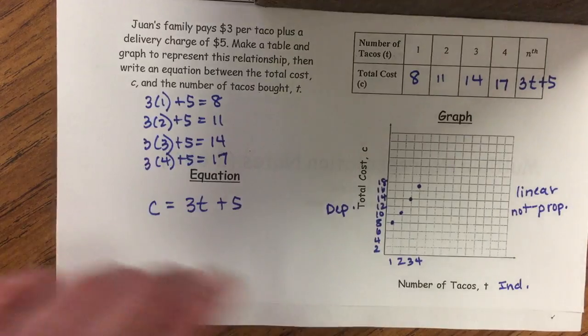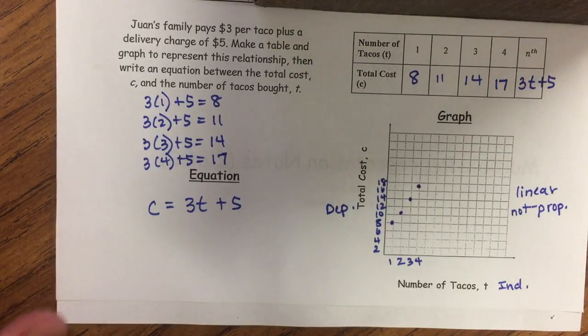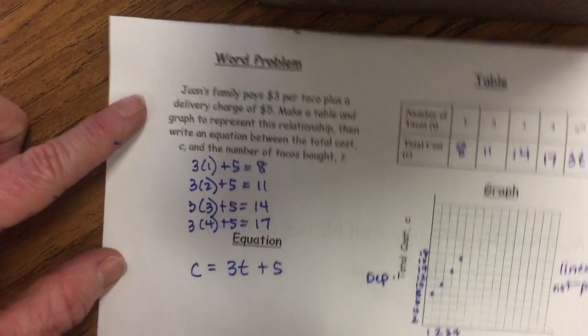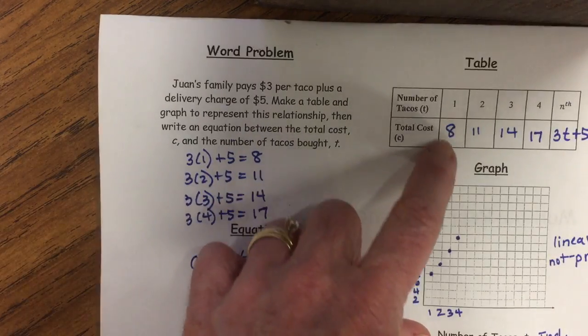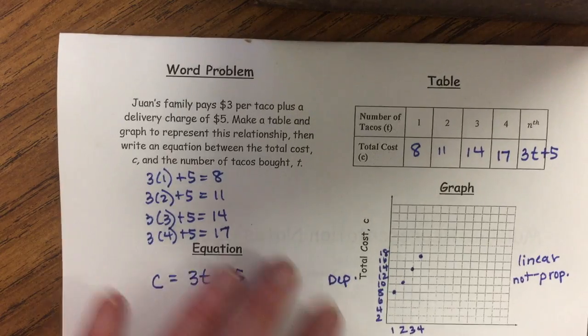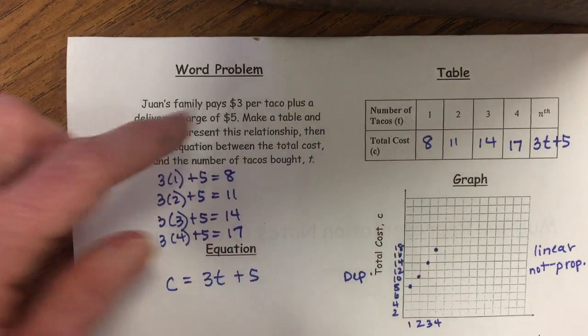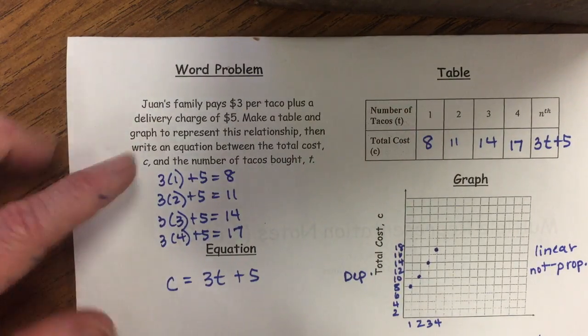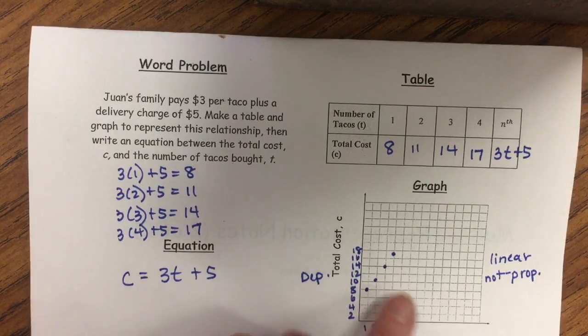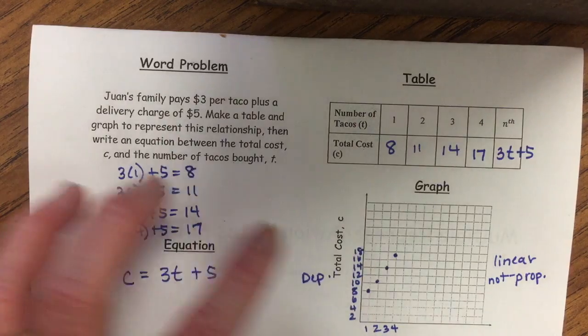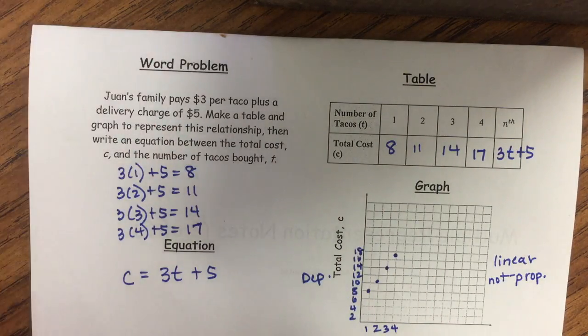All right, so that's multiple representations. You're taking a situation from a word problem, for example, and you're figuring out how to answer this question using a table. You're also figuring out what the rule is for that table and making it into an equation, and then you can use that to make a graph as well. So all of these represent the relationship between the amount of tacos that you get and the cost of those tacos.